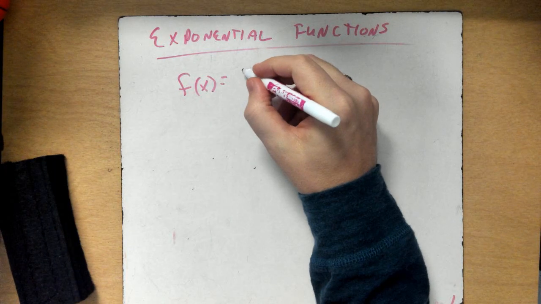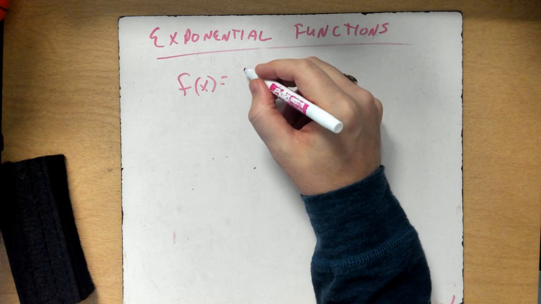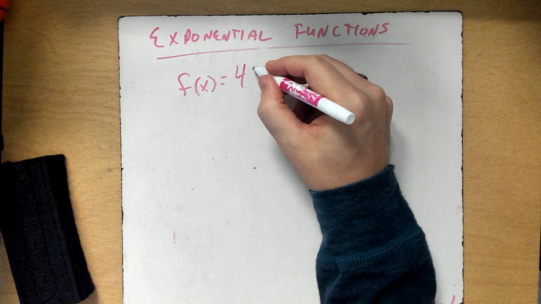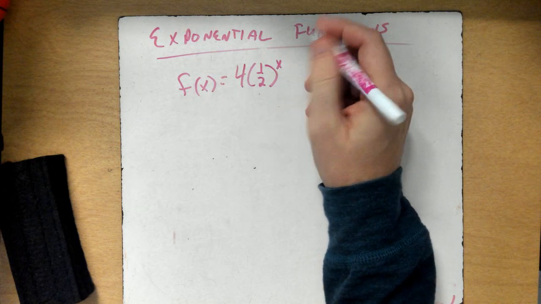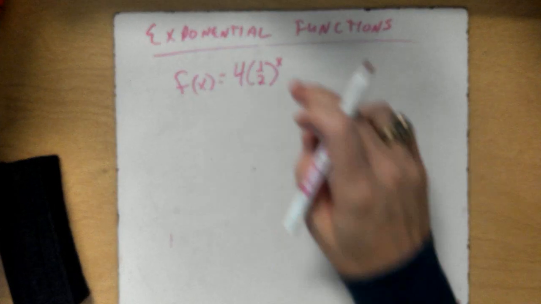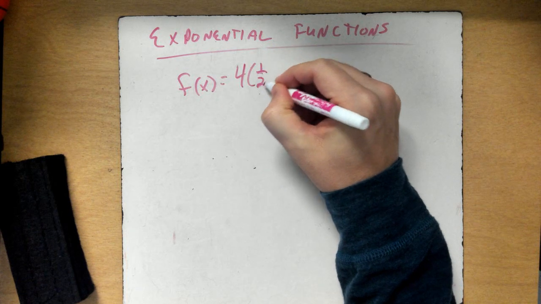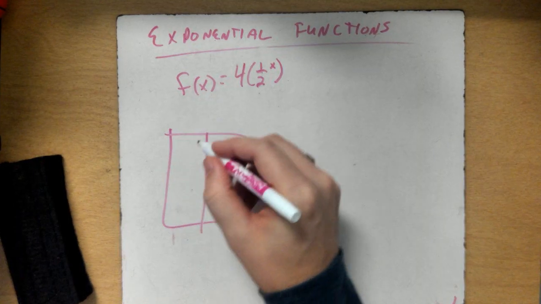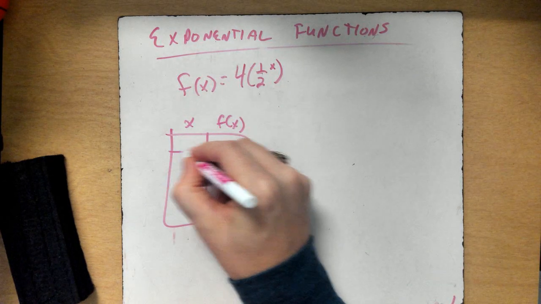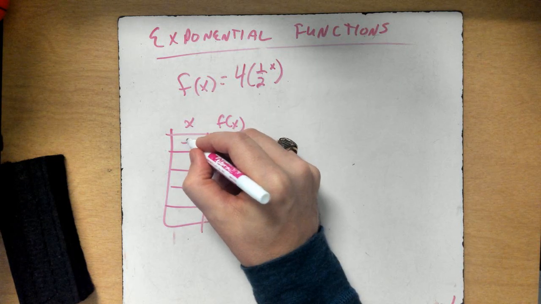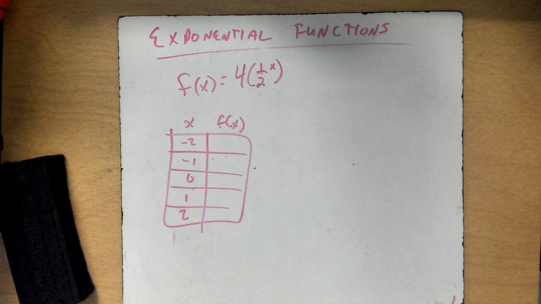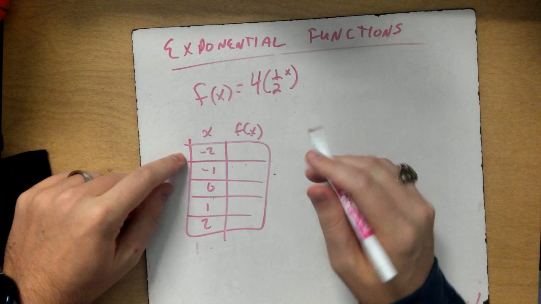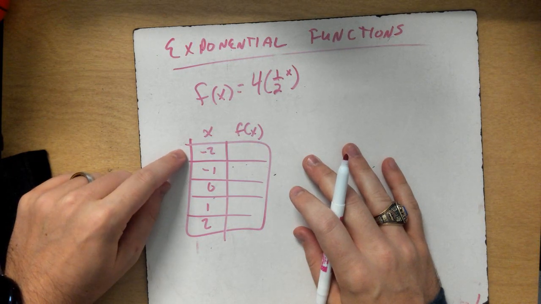So let's do f of x is 4 times 1/2 to the x. Oh, sorry. 4 times 1/2 to the x. So if I make my chart again, x, f of x, same numbers, -2, -1, 0, 1, 2. So, once again, I'm plugging it in. I'm plugging in my -2 here for my x.